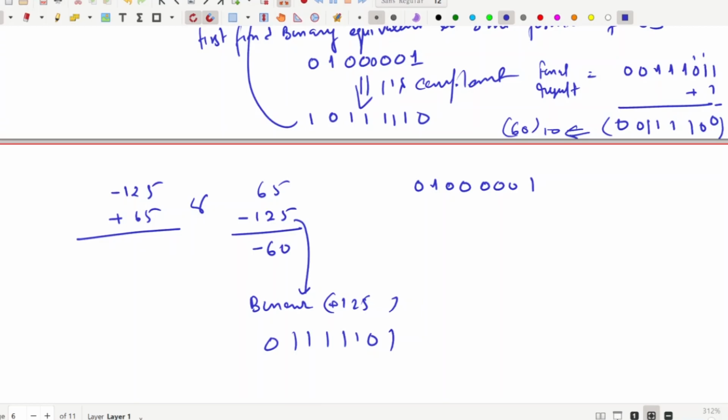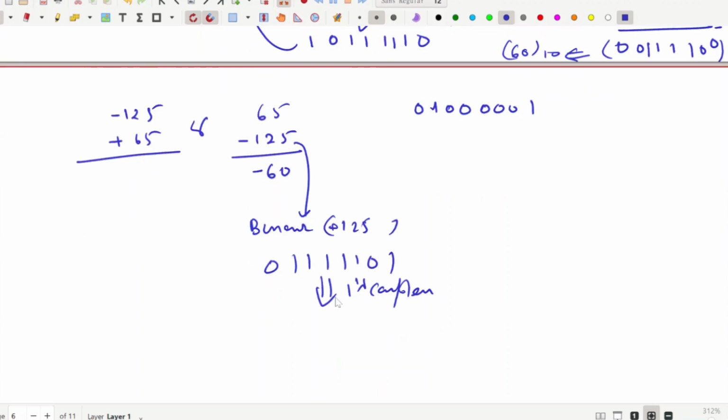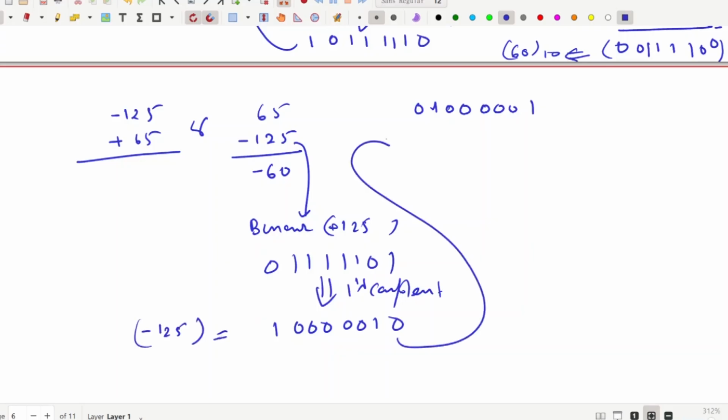What is ones complement? It means every 0 is replaced by 1, and every 1 is replaced by 0. This is 1 0 0 0 0 0 1 0, and what does this represent? This represents minus 125, and we add this here plus 1 0 0 0 0 0 1 0. When we simply perform addition of the two binary numbers, the result is 1 0 1 1.